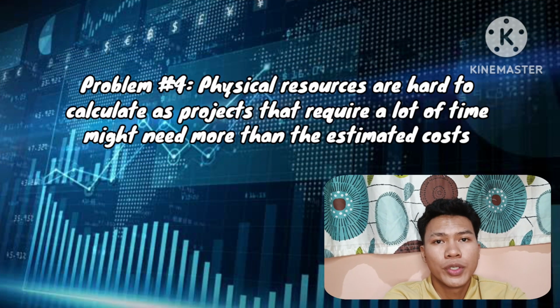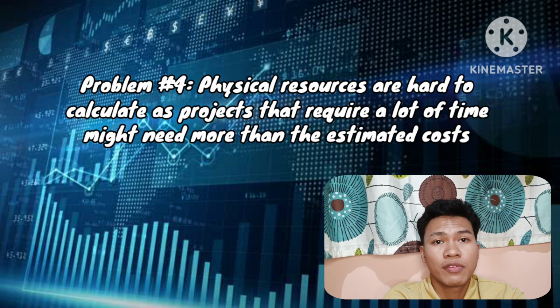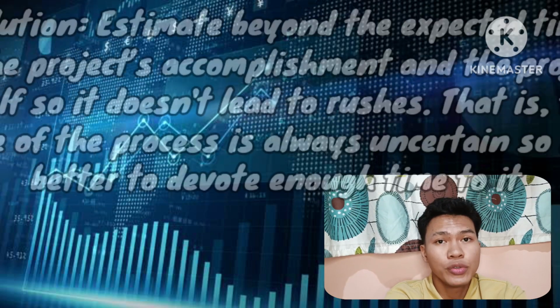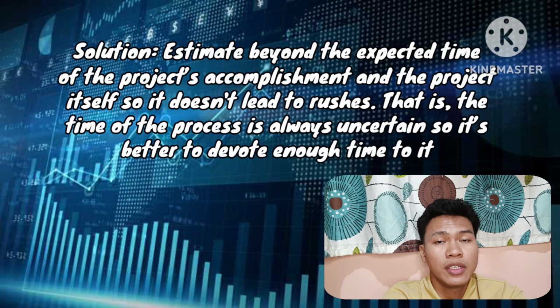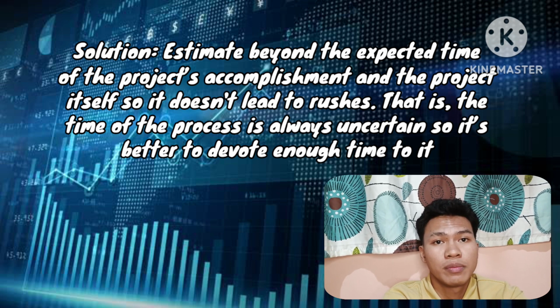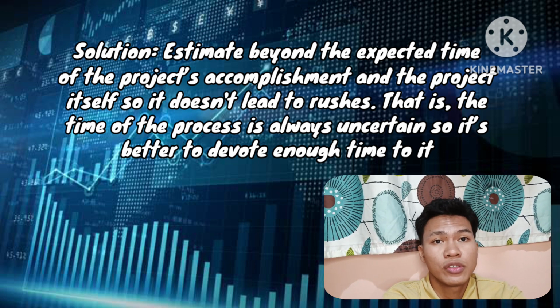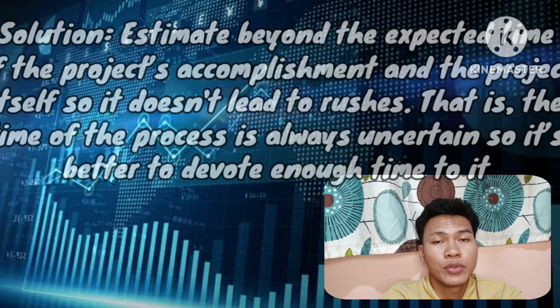Now for problem 4. Physical resources are hard to calculate as projects that require a lot of time might need more than the estimated cost. I assume that the solution here is to estimate beyond the expected time of the project's accomplishment and the project itself, so it doesn't lead to rushes. That is, the time of the process is always uncertain, so it's better to devote enough time to it.